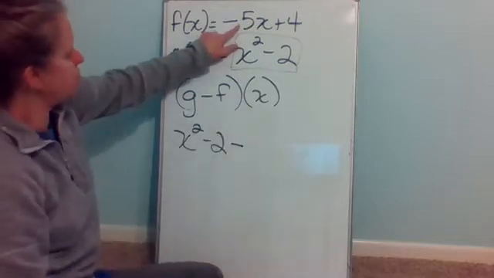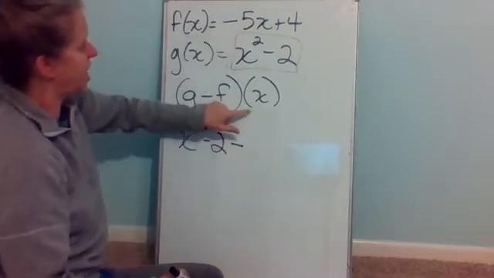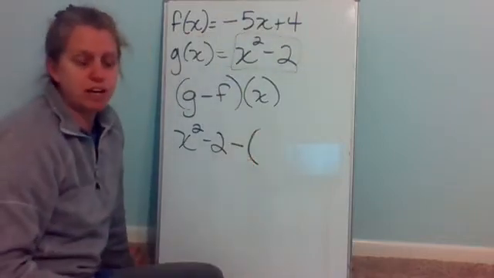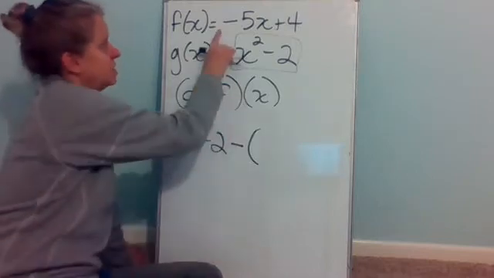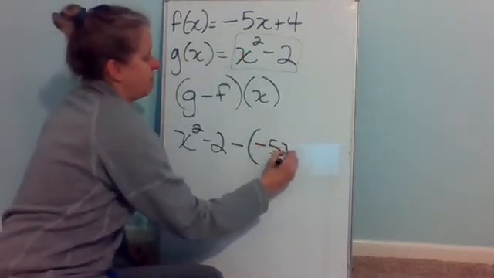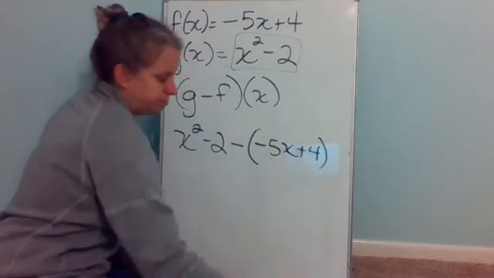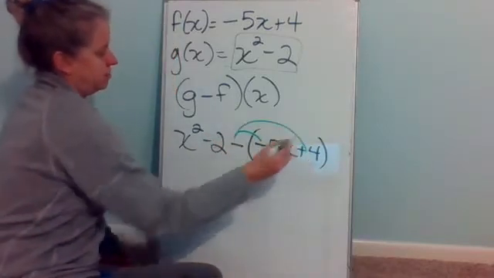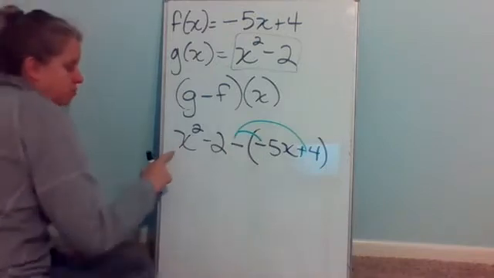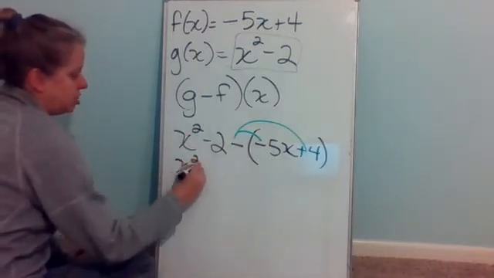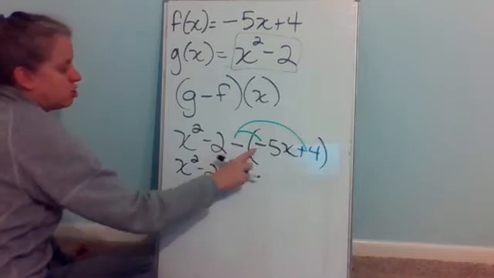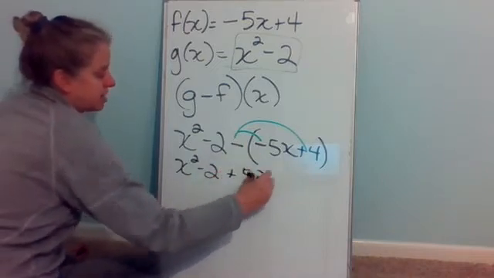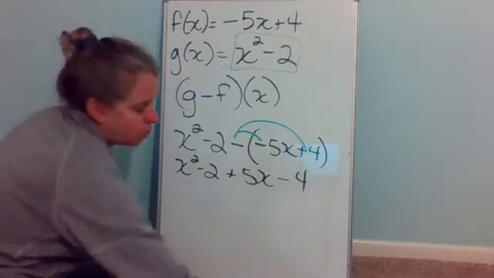So when I come up here, remember, when you're subtracting f of x, you're going to subtract this whole entire function. So it's got to be in parentheses. So let's see, minus negative 5x plus 4. So now we'll need to distribute this negative. So I'll just bring down the x squared minus 2. When I distribute this negative, it turns this into a positive 5x and that a negative 4.